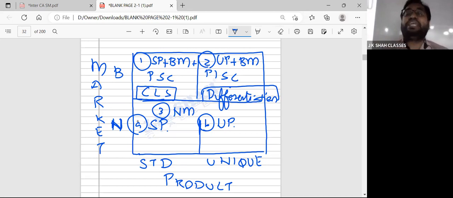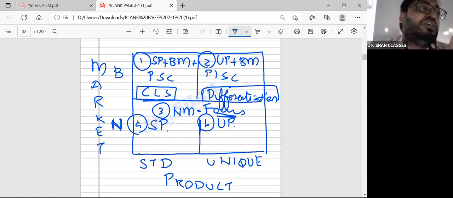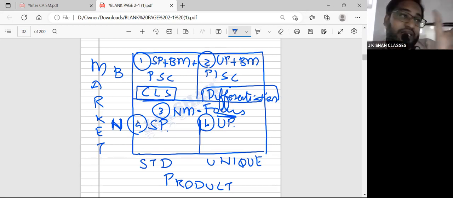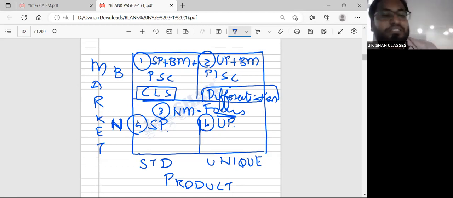If you are operating in a narrow market, like my example, I want to sell burgers only at JK Shah Classes Nungambakkam branch. Only those customers, only students, are my customers. Which students who are coming here? Not the entire country. Only this branch, a narrow market. We are following a focus strategy. So when you target a particular market and you want to serve only that particular market, you should follow the focus strategy.